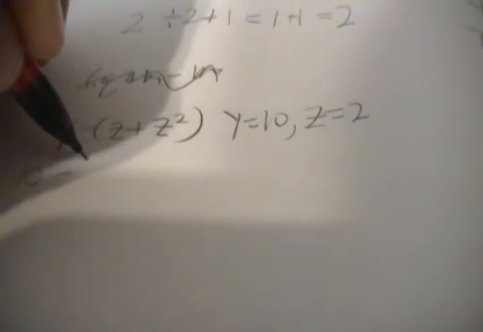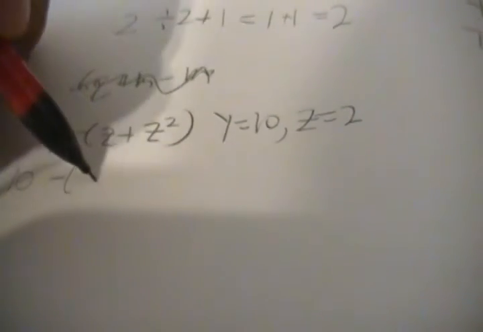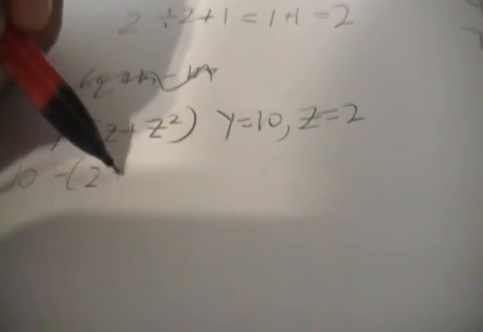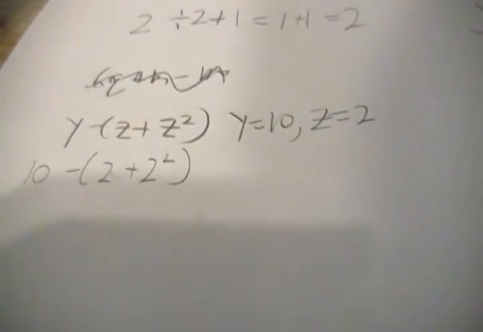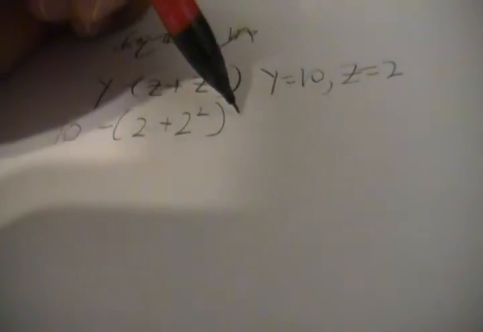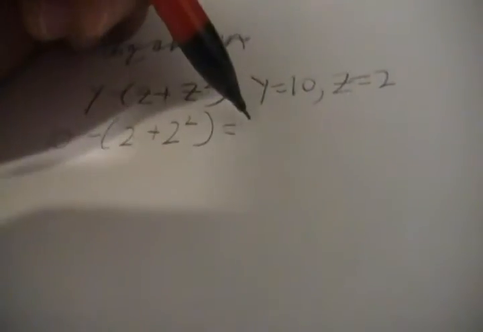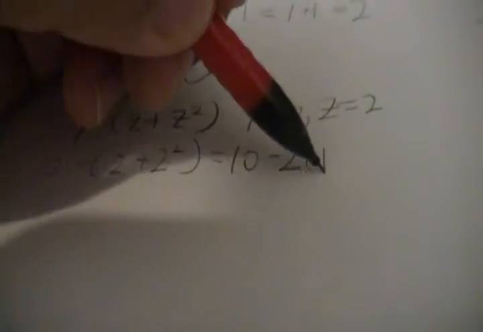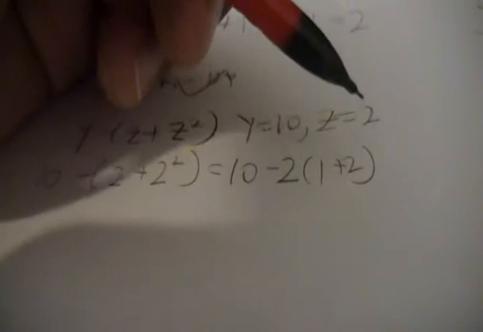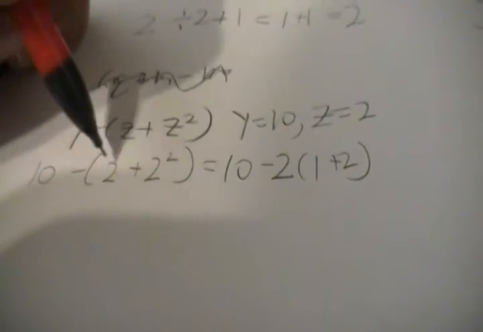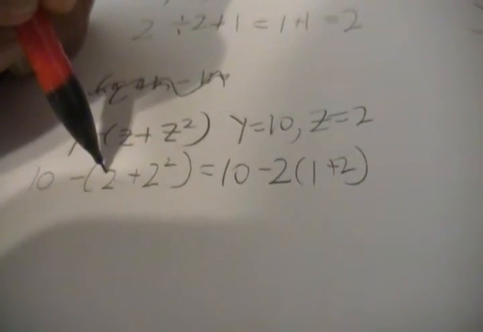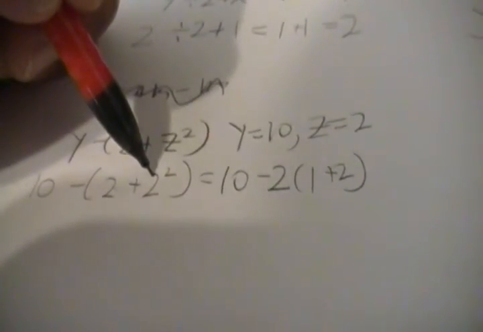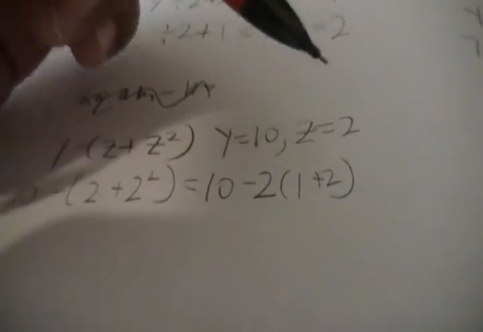Okay, so y is 10 minus z, which is 2, plus 2 squared. Okay, again, what I'm going to do is factor out the 2's because they have like terms. So this means 10 minus 2 times 1 plus 2, because you can factor out 2 to the 1. So if you factor out 2 to the 1, this becomes 1, and this just becomes 2 to the 2, right?